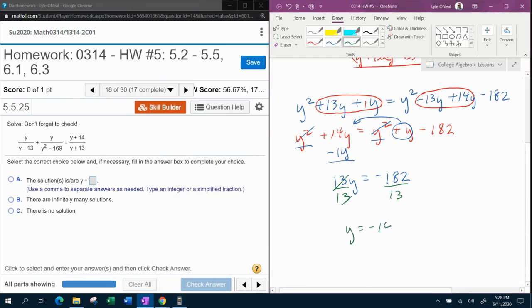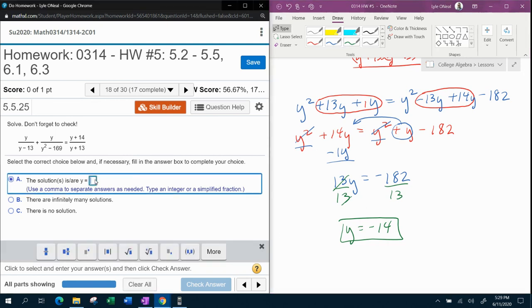y is negative 14. Now, if I check that, that is not going to make any denominator 0, and so that's going to be a valid solution. Checking it in MyLab Math.